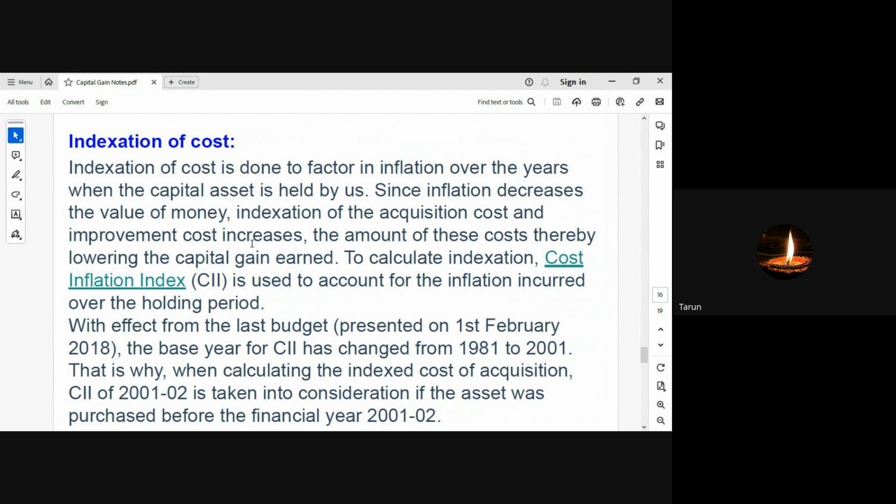With effect from the last budget presented on 1st January 2018, the base year for the cost inflation index has changed from 1981 to 2001. That is why, when calculating the index cost of acquisition, the CII of 2001-02 is taken into consideration if the asset was purchased before the financial year 2001-02. That means the cost inflation index.